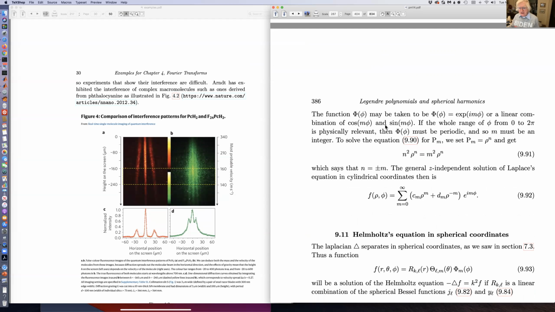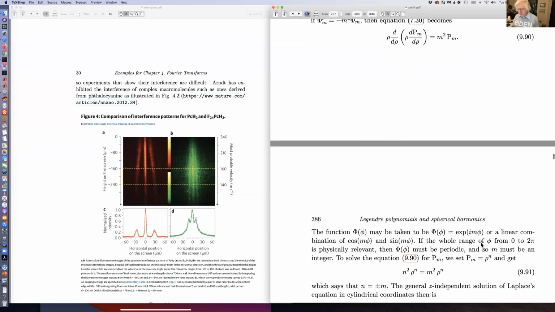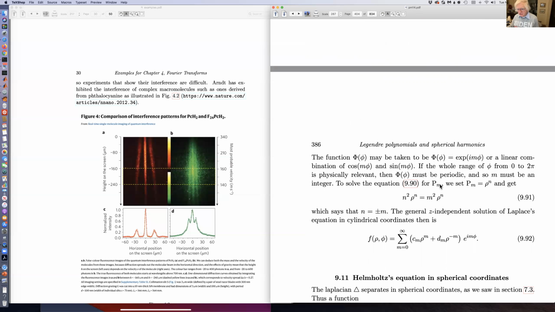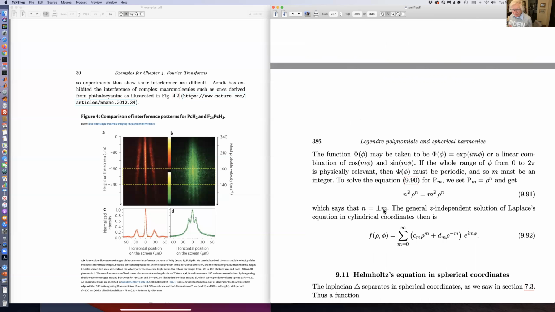So in that case, the solutions are just e to the i m phi, or, as you know, linear combinations of e to the i m phi give you cosine and sine of m phi. And then the equation for the radial function, it's just rho to the n, and then we see that n squared has to be m squared, so n is equal to plus or minus m. So the general z-independent solution of Laplace's equation in cylindrical coordinates looks like this.